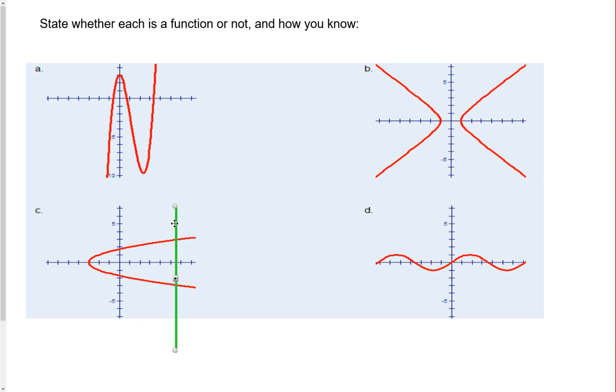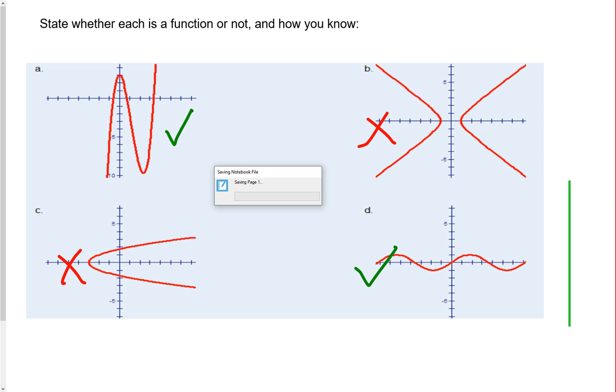Same thing for this sideways quadratic. I can hit 2 points at once, so not a function. This sine wave, I can only hit 1 single point at a time, so yes, it is a function. So let's do our final assessment. Yes, that's a function. Yes, that's a function. No, it's not. No, it's not. So that's my vertical line test.